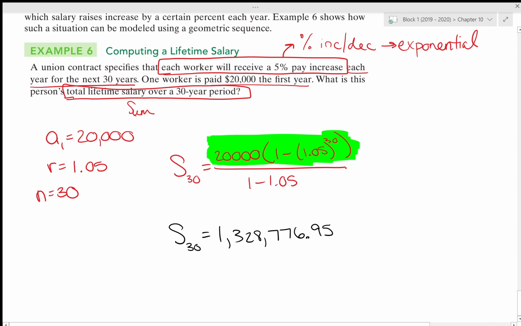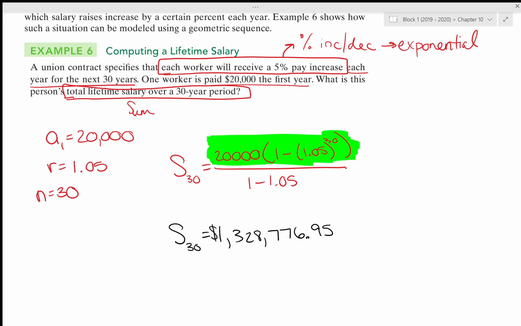Now, when you do this, the sum for 30 is $1,328,776.95. The reason I rounded that way is we are talking about money. Every penny counts. It's not like a job will see 95 cents and round it up to $1. You get paid to the nearest cent. So, if the person starts with $20,000 and works all 30 years, by the end of 30 years they would have made a little over $1.3 million.